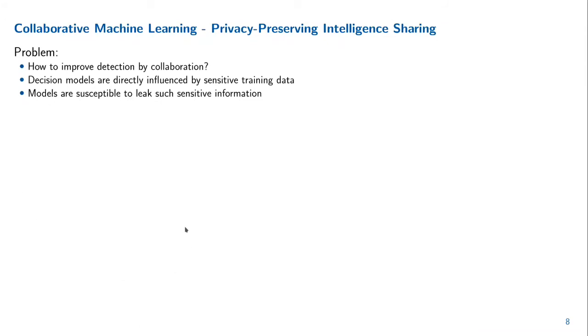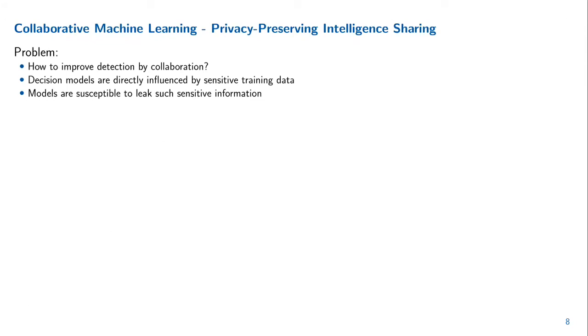Another big point in SAPPAN is the intelligence sharing, which is also part of the acronym SAPPAN. And here we had to discover how to improve detection by collaboration, because a classifier can, of course, learn more by sharing private sensitive data. But the problem here is that the models which use this training data are heavily influenced by this training data, and the models can leak sensitive information, for instance, if you attack them with membership inference attacks. And of course, direct sharing of this sensitive data just leaks this information.